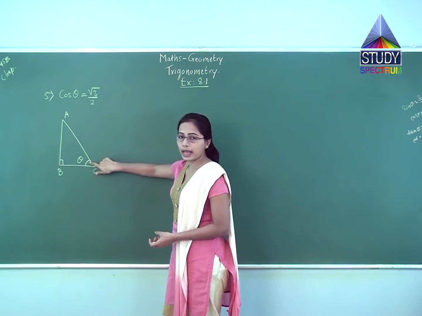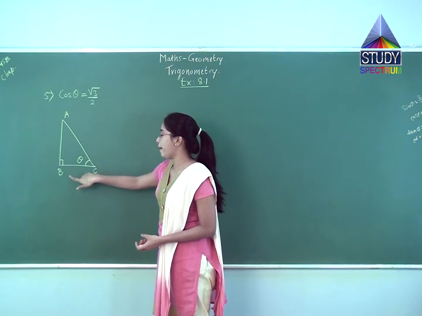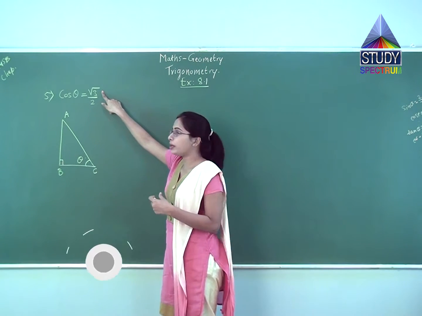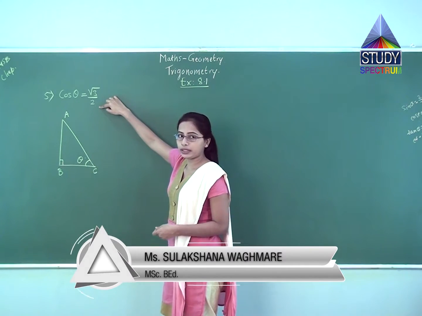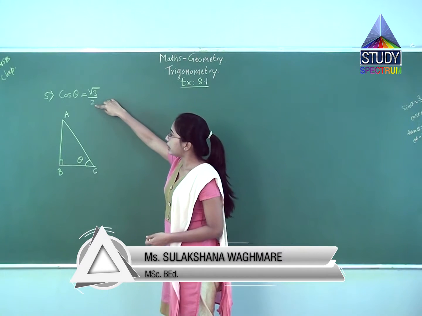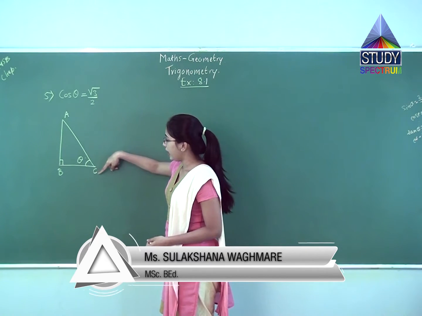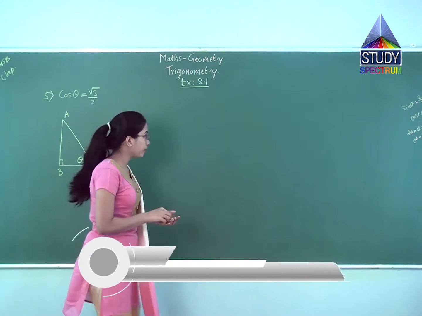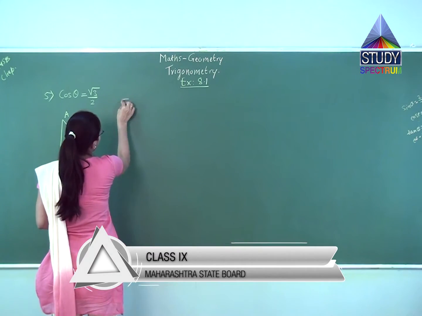So here is my angle theta. So adjacent side BC will be root 3, but there will be a common multiplier of numerator and denominator that I will show you. And hypotenuse AC here will be 2. So what we will write, pay attention carefully.